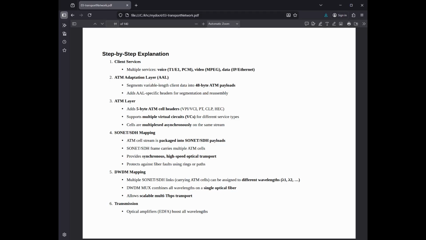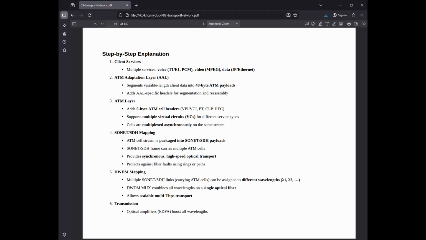Carrying ATM over DWDM. DWDM, dense wavelength division multiplexing, is the layer below SONET/SDH. It doesn't care about cells or packets, it only cares about light. Wavelength assignment: in a DWDM system, an ATM switch might output an optical signal, like an OC3 or OC12. The DWDM equipment takes that signal and assigns it a specific color, wavelength, of light.